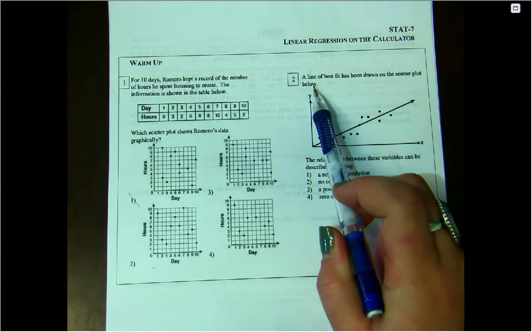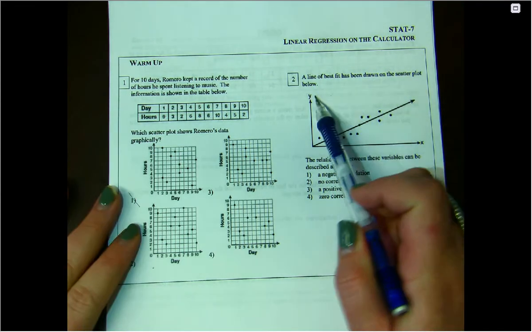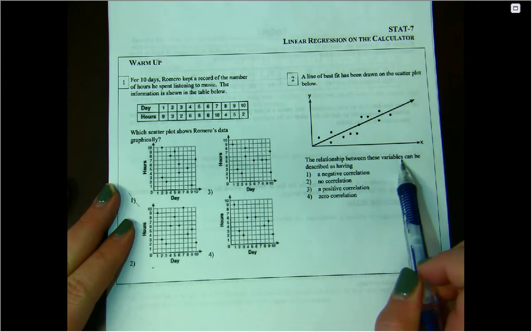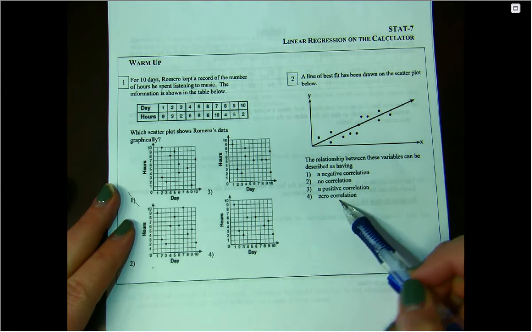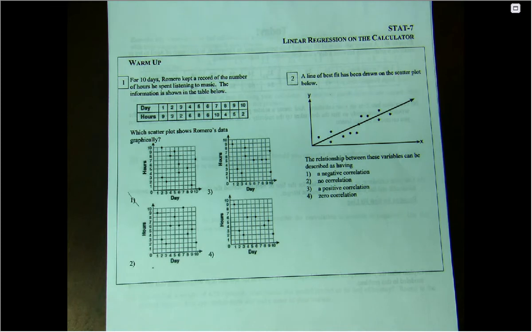Excellent. So the line of best fit has been drawn on the scatter plot below. The relationship between these variables can be described as having negative correlation, no correlation, positive correlation, zero correlation. We already talked about correlation. If you have a positive slope, you have positive correlation. That is a hint for you.